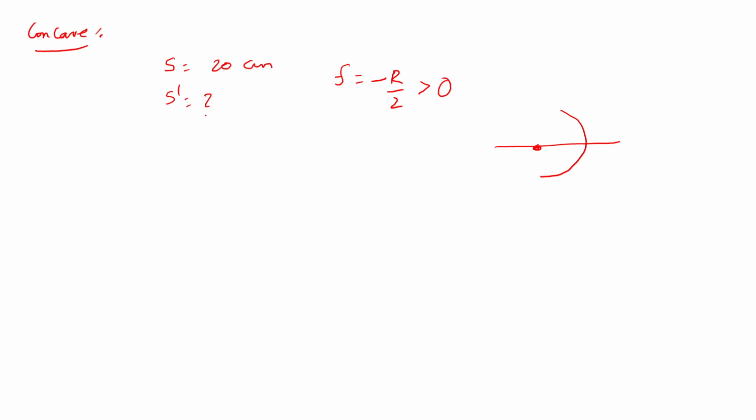Sorry, anything on the left is negative, anything on the right is positive. So we are writing this as minus r over 2 greater than 0. So the focal length would be plus 10 centimeters in this case.